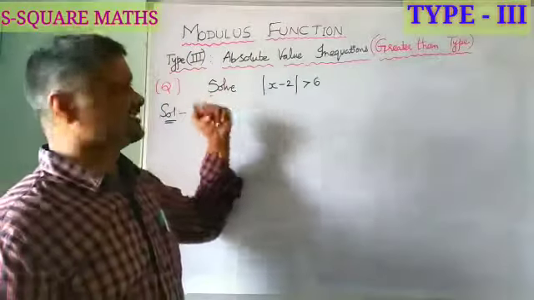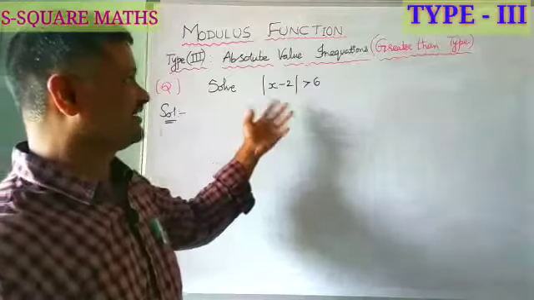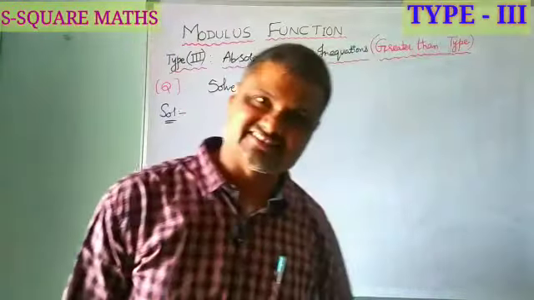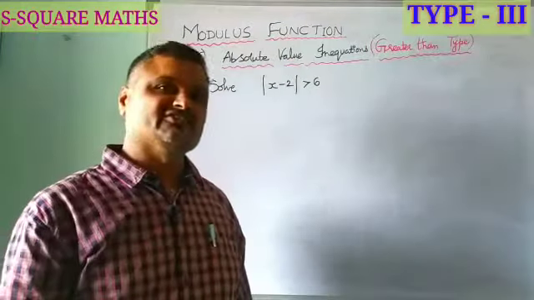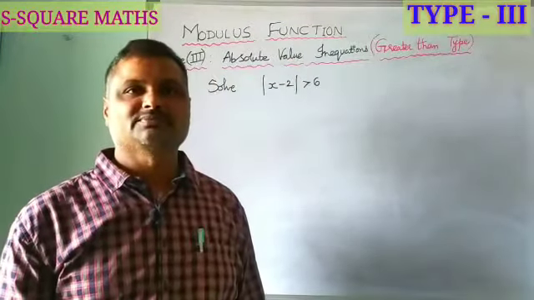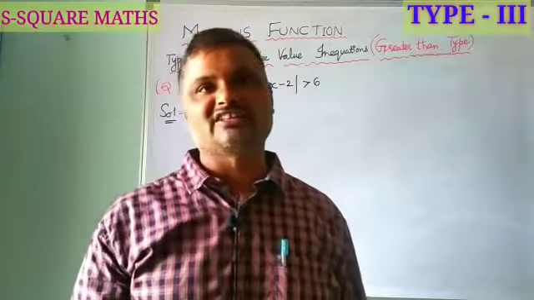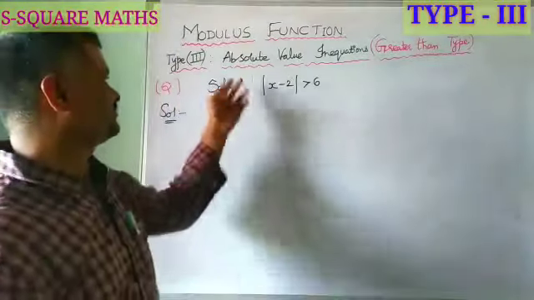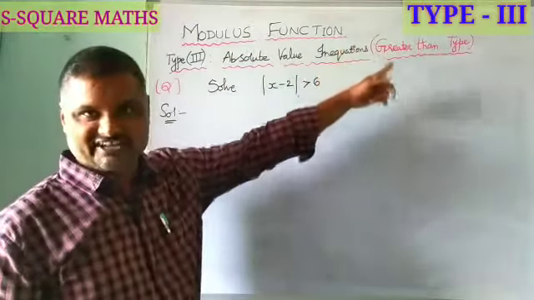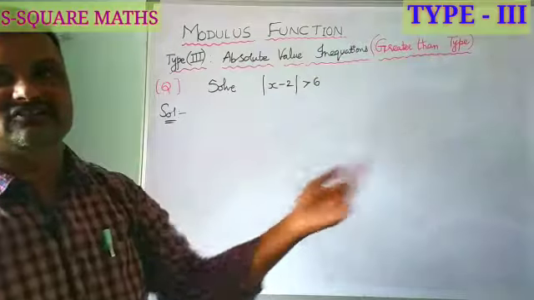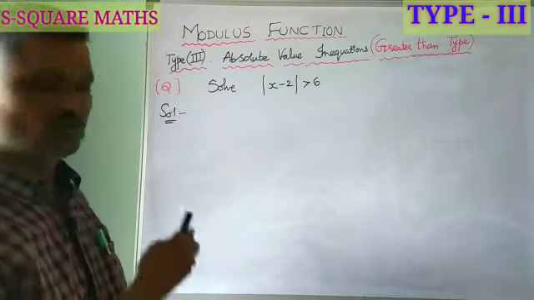Third type we are going to discuss is absolute value inequations of greater than type. In the previous videos we discussed absolute value equations, nothing but equal to type, and absolute value inequations of less than type. Now we are going to discuss how to solve absolute value inequations of which type? Greater than type. It is also applicable for greater than or equal to type. So now let us go through our solution.